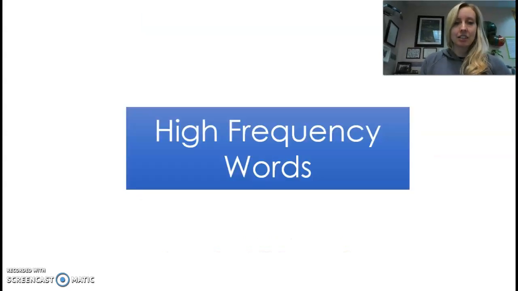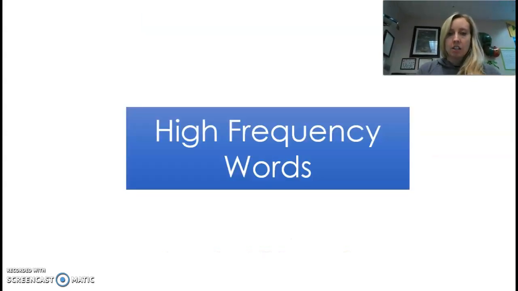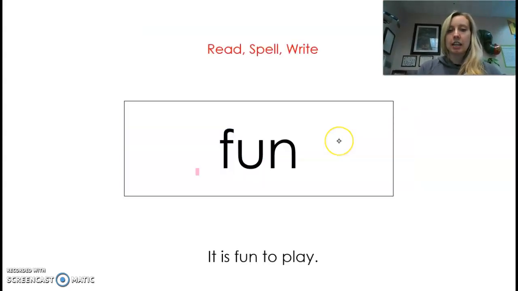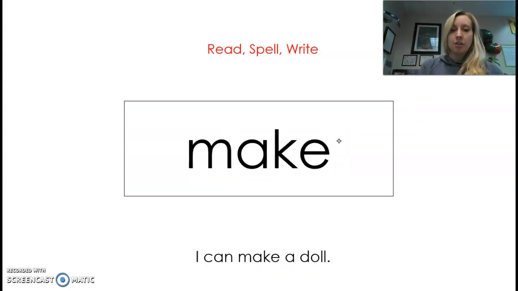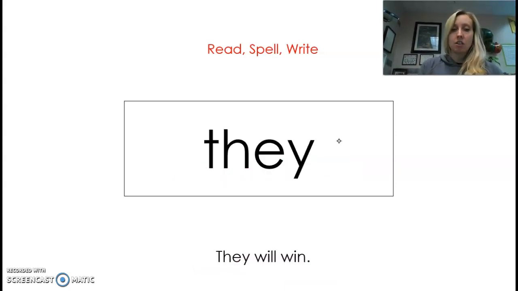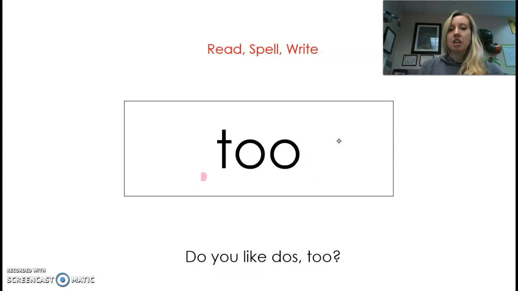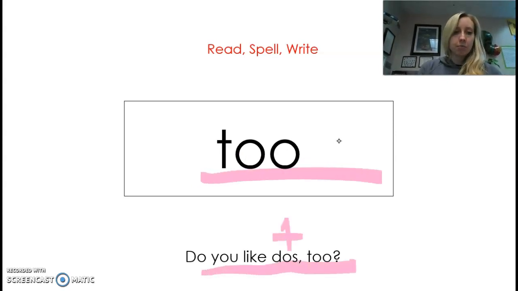Okay, nice job, friends. So these are high frequency words. Today you're just going to say it. 3, 2, 1, fun. It is fun to play. 3, 2, 1, make. I can make a doll. 3, 2, 1, will. They will win. 3, 2, 1, too. Do you like dots too?